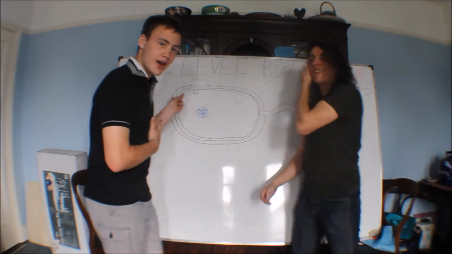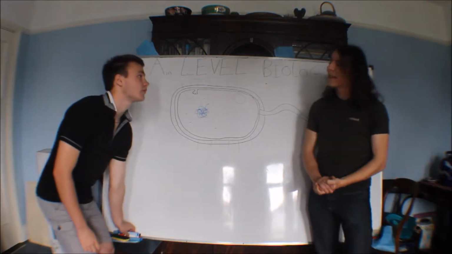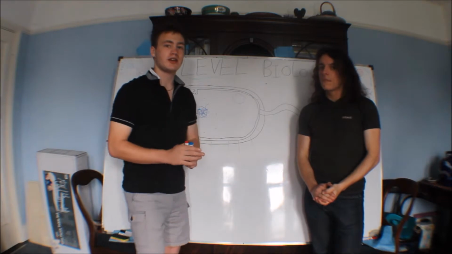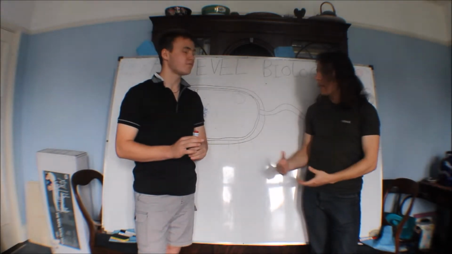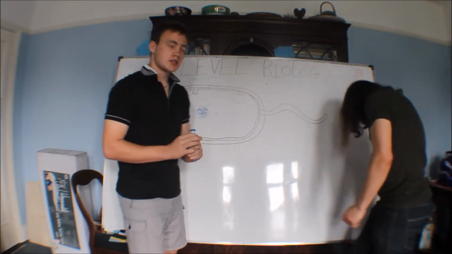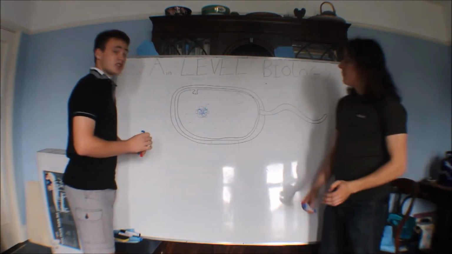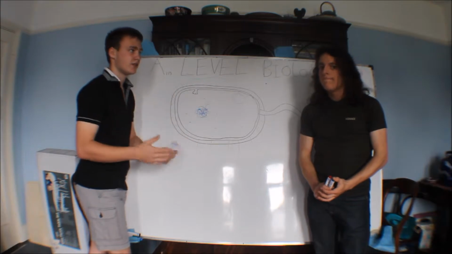Alright, so, prokaryotic cells. These are the things that bacteria have. They're much simpler than the eukaryotic cells that we had in the previous video, mostly because they come first. This is something we'll come on to a lot later. So, these are things like E. coli, the bacteria and stuff like that.